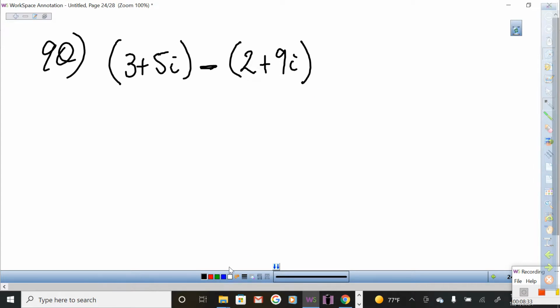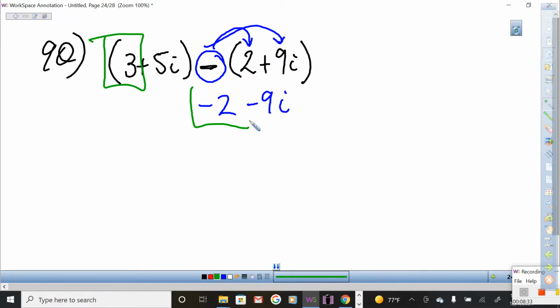All right, so let's do this one together. What is this? A subtraction. So what is the first thing we do with subtraction, everyone? Distribute this into both terms, yes? So this becomes negative 2 and negative 9i. What do we do next? Combine like terms. So what is positive 3 minus 2? 1. Next, what is 5i minus 9i? Negative 4i, and this is our difference.